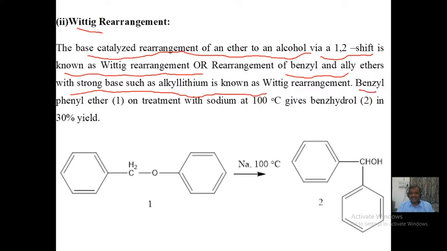Okay, benzyl phenyl ether, that is compound number 1. This is the benzyl part, this is the phenyl part, this is the ether moiety. Upon treatment with sodium at 100 degree centigrade temperature, it is going to give you benzhydrol, friend. This structure is known as benzhydrol. So actually what has happened, friend, if you look, the phenyl part has migrated over to this carbon, with one hydrogen less, and that has combined with this O minus to form OH. So the ether has converted into an alcohol, friend, and actually it is a secondary alcohol, isn't it? Structure number 2.